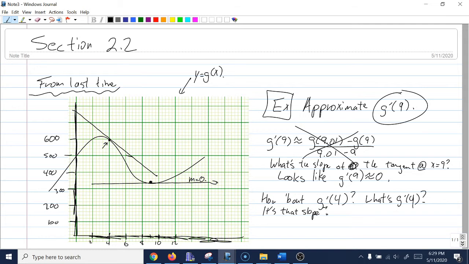How do I find a slope of a line? It's the difference of the y's over the difference of the x's. I grab 2 points. It's good to grab 2 points that are far apart to minimize the errors you get when estimating these things. This point is 8, and we're about halfway between 400 and 500, so I'll call that 450.